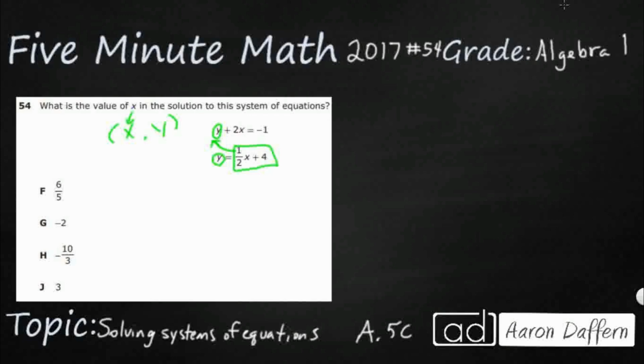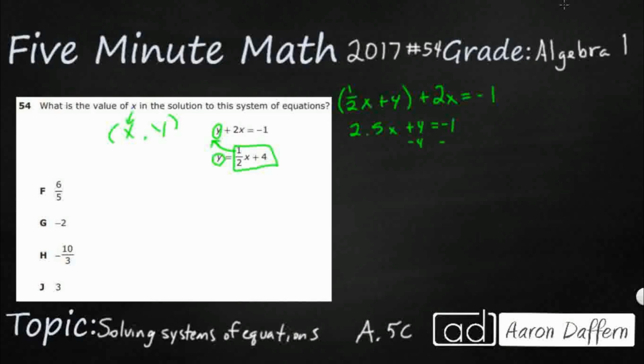Instead of that y, I'm going to write 1/2 x plus 4. Then I'm going to complete what's in that first line, plus 2x. That's the whole point of using a system of equations: it's the same x and the same y, so I can substitute one for the other. Now I've eliminated y, and I'm literally just solving for x. I need to combine like terms, so it's going to be 1/2 plus 2x, so 2.5x plus 4 equals -1.